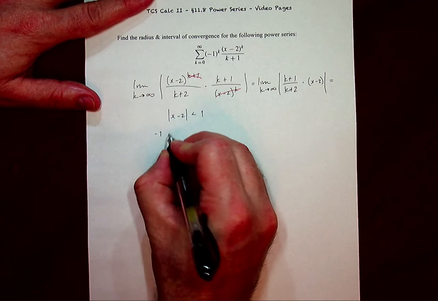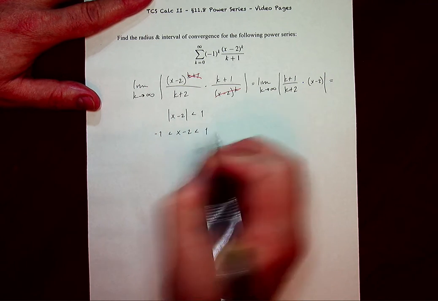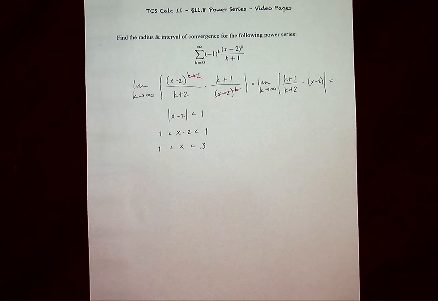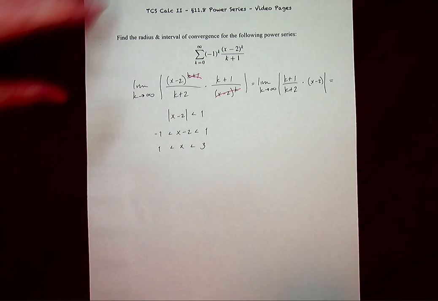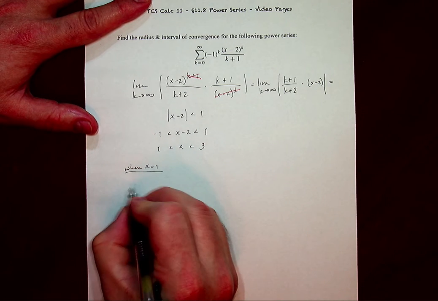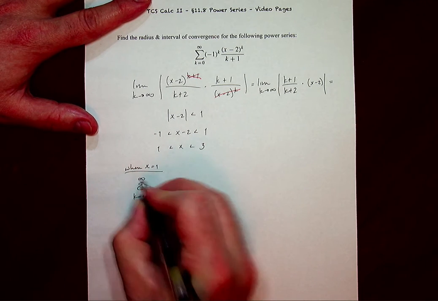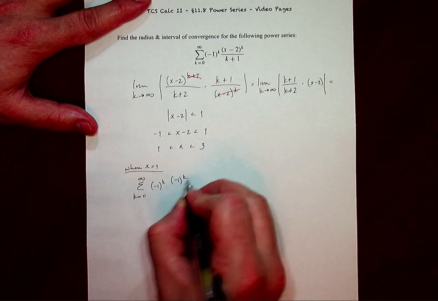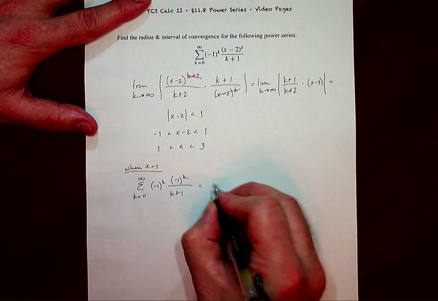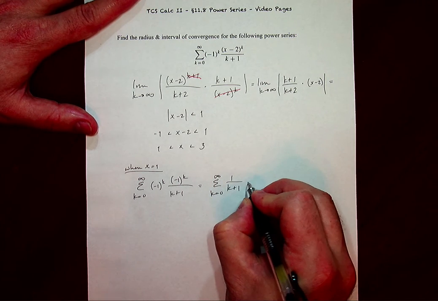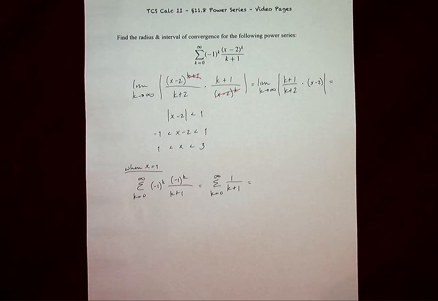What that means is when I split it into a three-part inequality and solve, we notice that x needs to be between 1 and 3. Now we need to check the endpoints. Let's check at x equal to 1. When x is equal to 1, I get negative 1 to the k, but I also get another negative 1 to the k over k plus 1. So the negative 1's cancel out, and I get 1 over k plus 1.